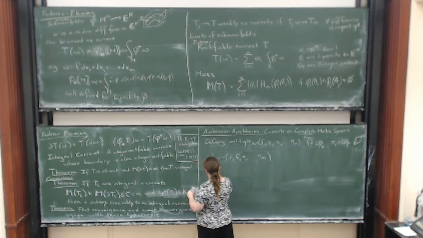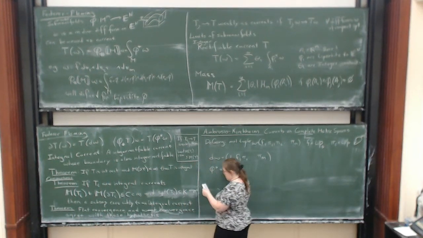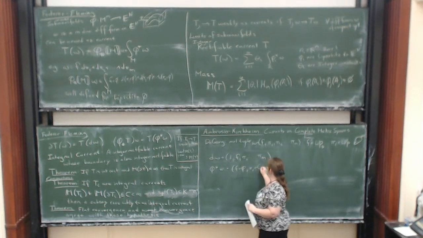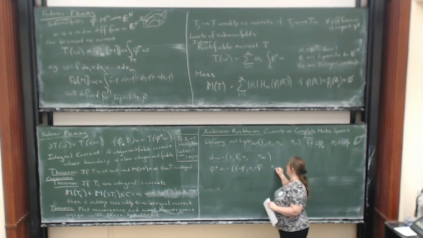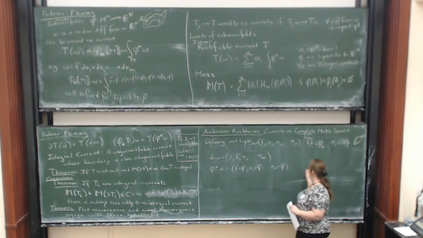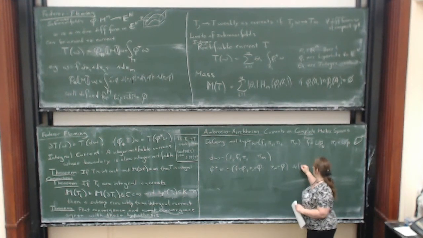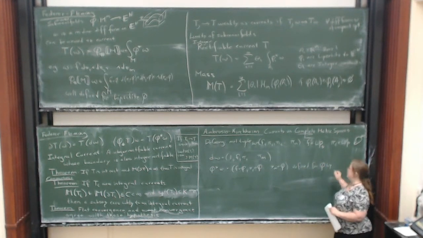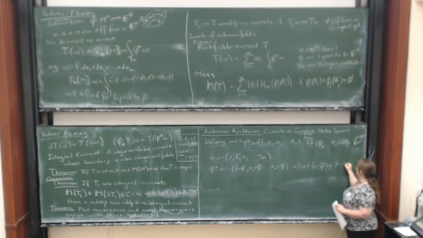And the push forward, or the pullback, is f following phi, pi 1 following phi, to pi m following phi. And this is defined as long as phi is Lipschitz from some z to w.